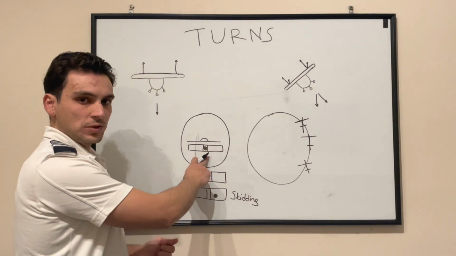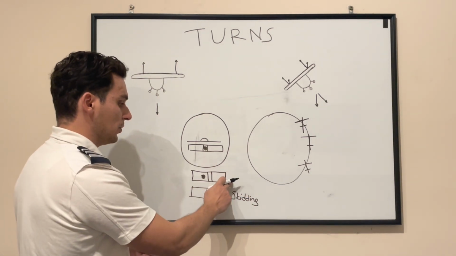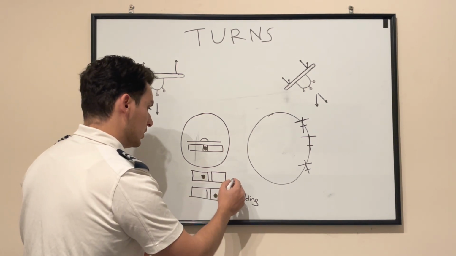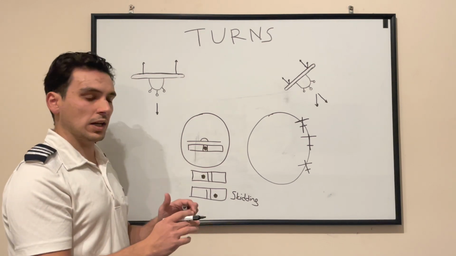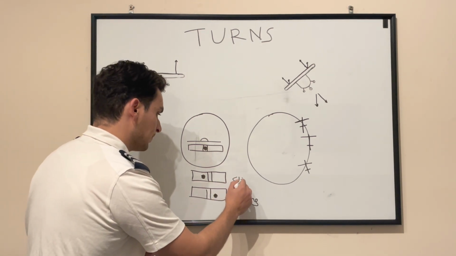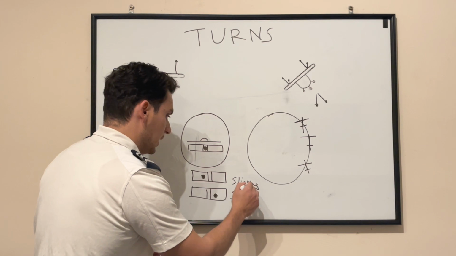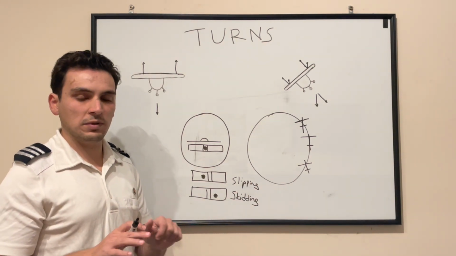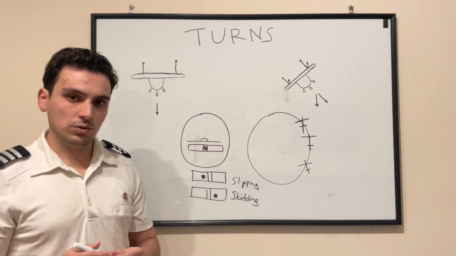The first one is the coordinated turn. The second one, which is without using the rudder, trying to turn with the aileron only, we call that a slipping turn. And the last one is the skidding turn, where we use very much rudder pressure to make a turn.